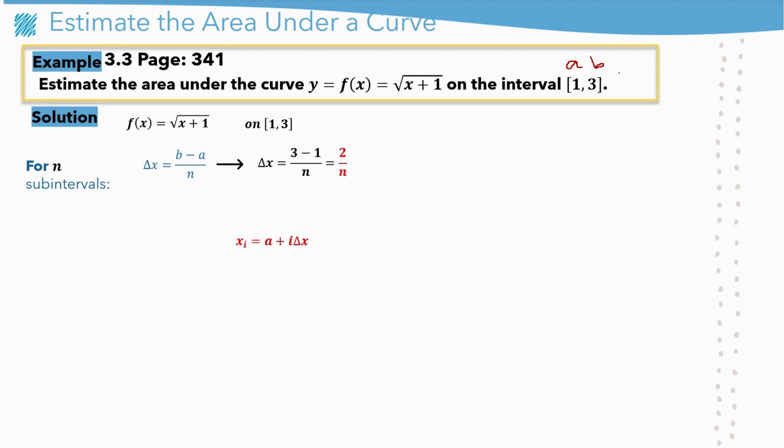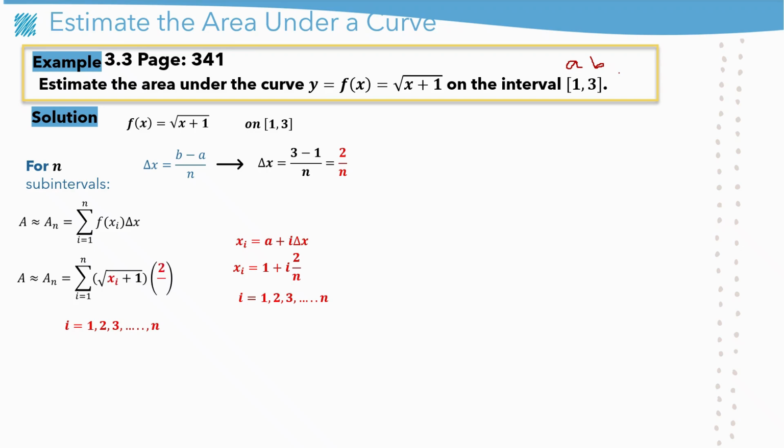So what is delta x? 2 over n. And what about xi? Exactly, 1 plus 2i over n. Let's substitute in the sigma formula first. So your xi will be replaced by 1 plus i times 2 over n and your delta x with 2 over n. If you notice your f of xi is root of x plus 1. So your x, don't forget to replace it by 1 plus 2i by n.